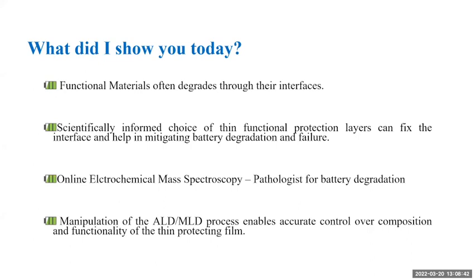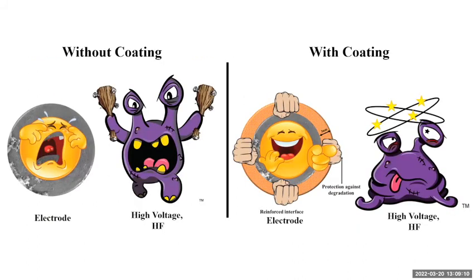So I hope I convinced you today that functional materials, even though they degrade through the interface, a scientifically informed choice of thin functional protection layer can fix the interface and significantly improve the long-term stability of the battery. I showed you how we use online electrochemical mass spectrometry as a pathologist for battery degradation pathways, and how manipulation of atomic and molecular layer deposition processes can help get a desired functional thin film. And this is a more cartoon-like summary of the message of my talk.